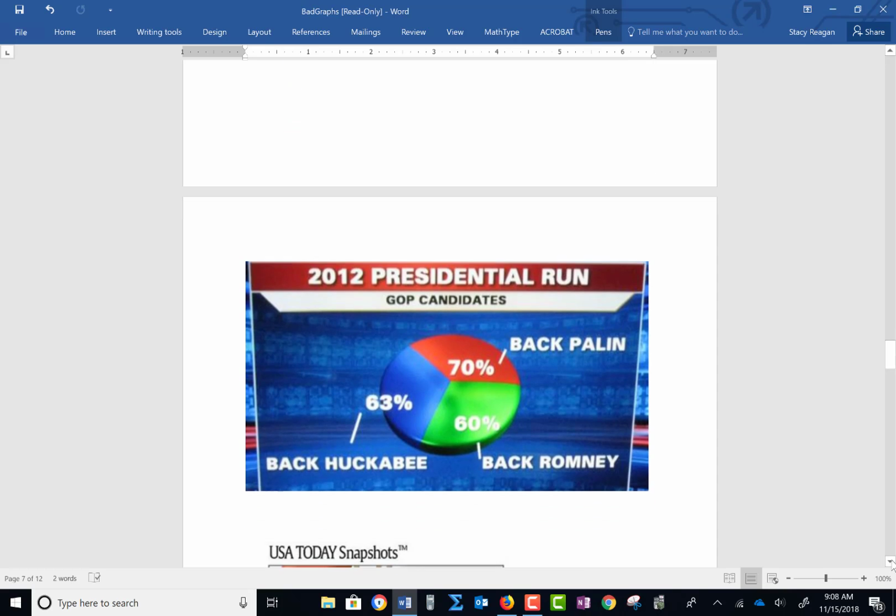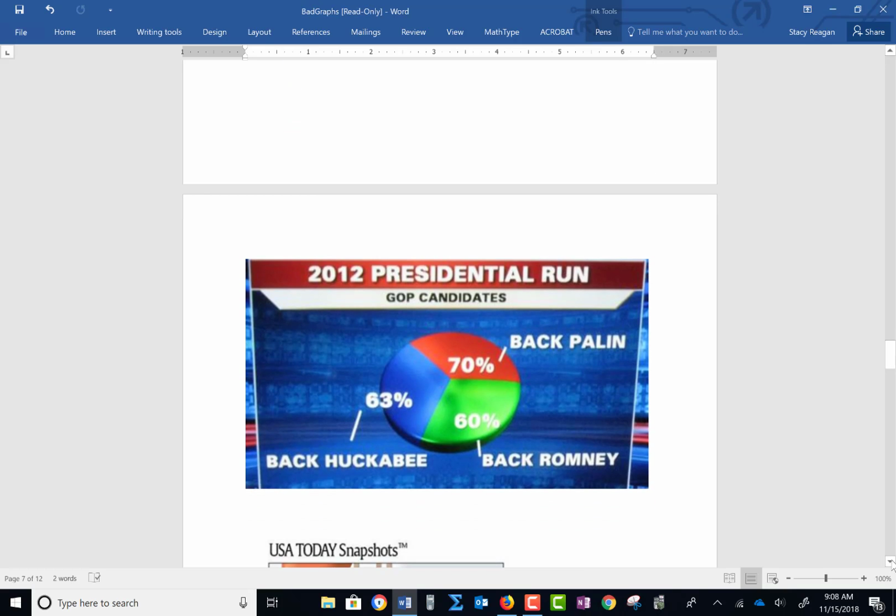Now this one is a graph of the 2012 presidential elections. And if you notice, it's a pie chart. Pie charts, the percentages should add up to 100%, and you can see that this one is clearly way above 100%. So when you're looking at things like that, you need to make sure that the graph is actually accurate.